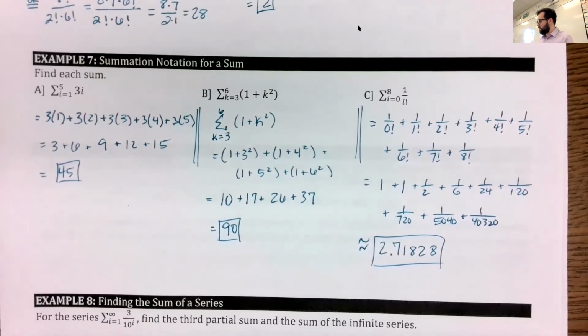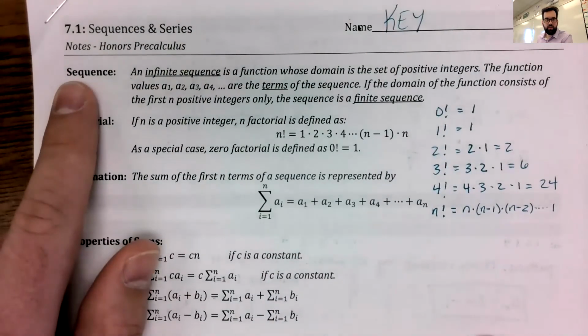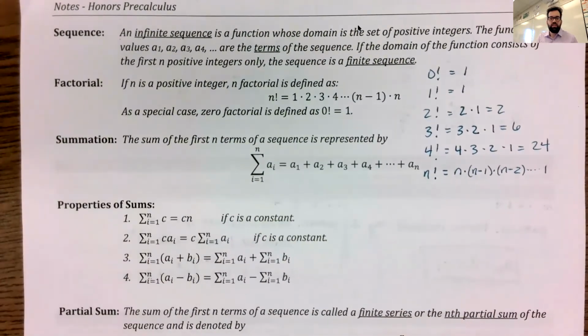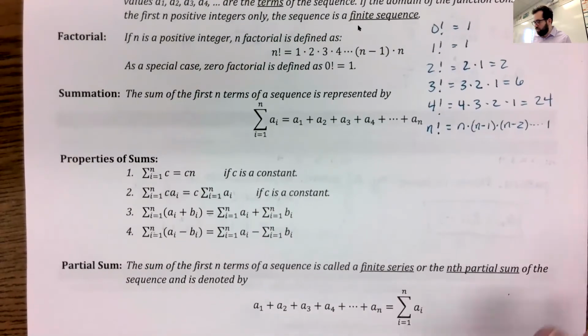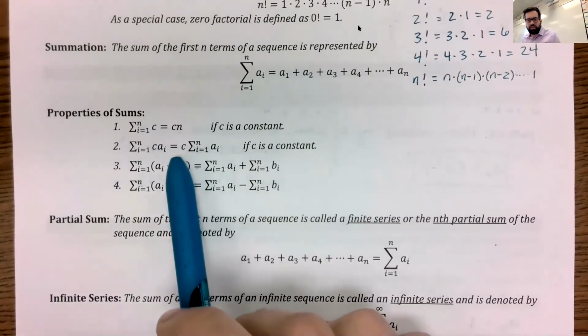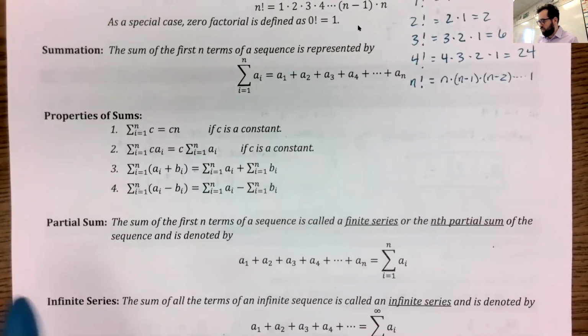Okay, so let's look at example 8 here. But before we look at this, I just want to finish off the vocab from the front. So we've now looked at what a sequence is, what a factorial is, what a summation is. So there are a few more things that we want to look at. First is the properties of sums. This isn't something that's directly going to come into play within this lesson, but let's just take a look at some of these properties.